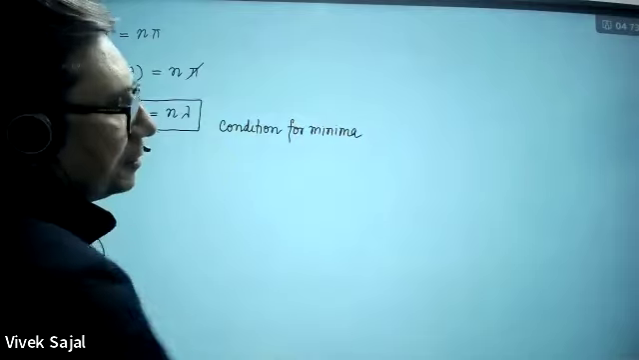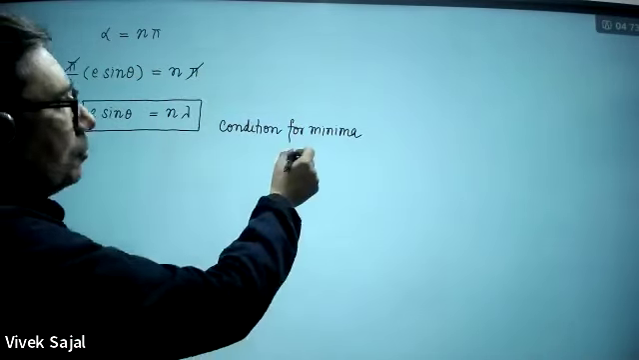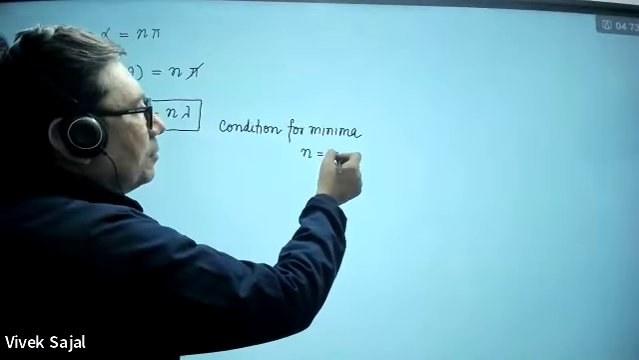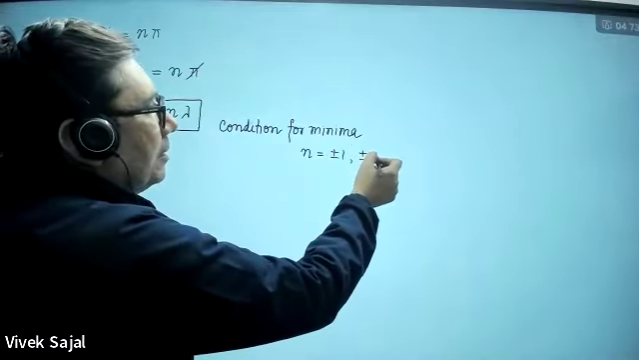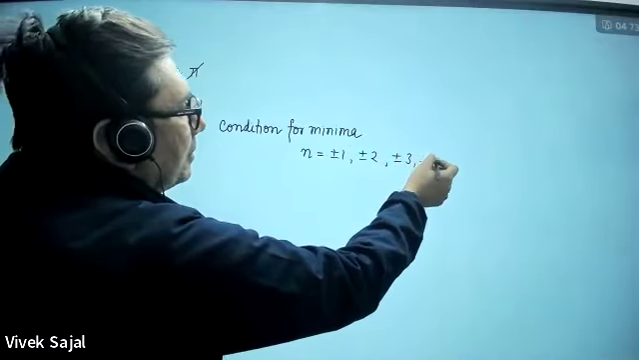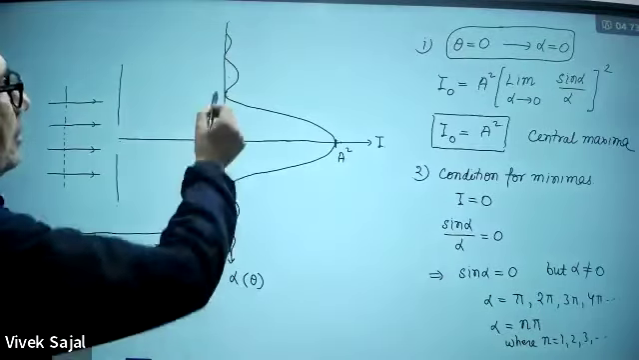You have to remember this. Remember this, n will be 1 minima. So first order minima will be there. You can say plus minus 1 on both sides. It may be plus minus 2 for second order minima. Plus minus 3, it will be like this. So you have to find out the position.